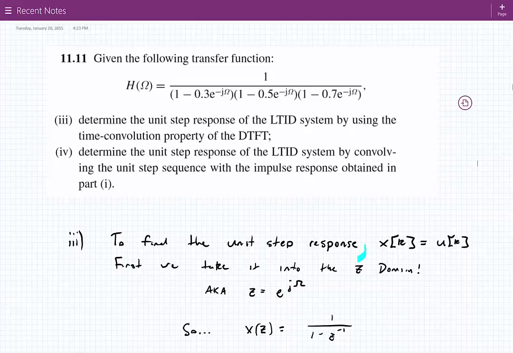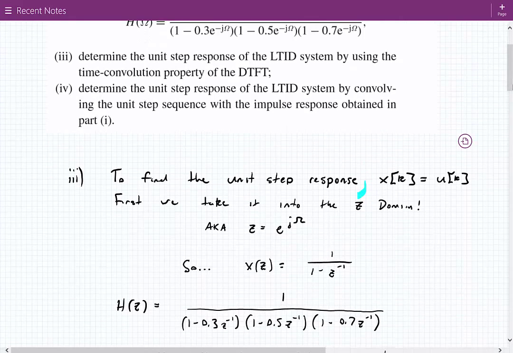How's it going, guys? Today we're going to be doing 11.11, parts 3 and 4 from the Continuous and Discrete Time Signals and Systems book. It says, given the following transfer function, determine the unit step response of the system by using the time convolution property of the DTFT. So we're going to start out and say that x of k is equal to the unit step u of k.